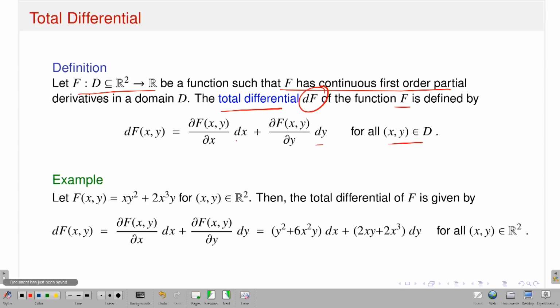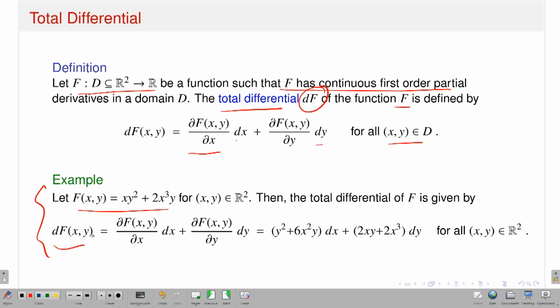So, if my function has continuous first order partial derivatives, then I am introducing the notion of the total differential, which I denote as d of capital F, and which is nothing but del f del x times dx plus del f del y times dy. One example I have given: f of x, y is equal to x y square plus 2x cube plus 2 times x cube y. This function is very nice. All order partial derivatives, in particular first order partial derivatives, exist and they are continuous.